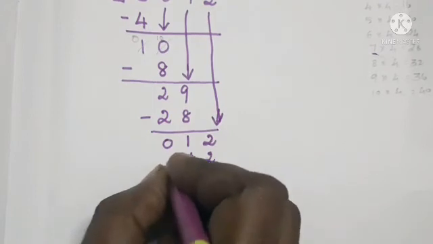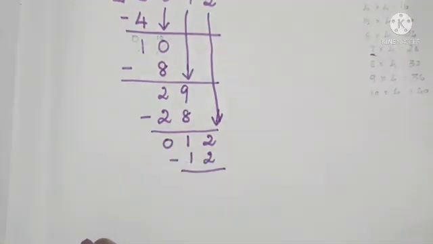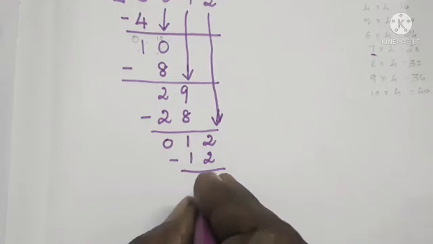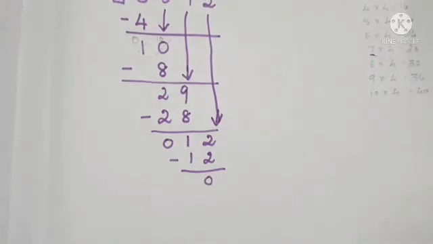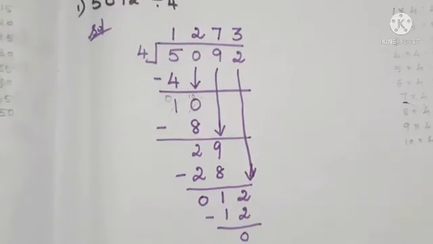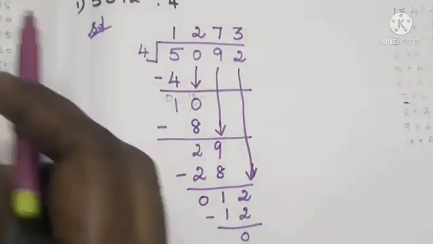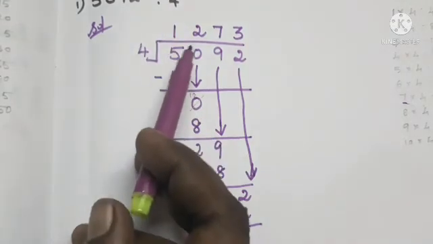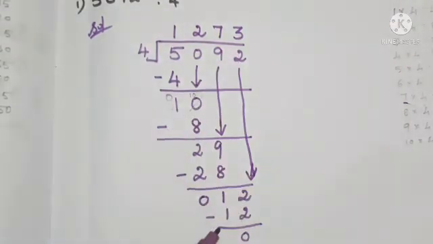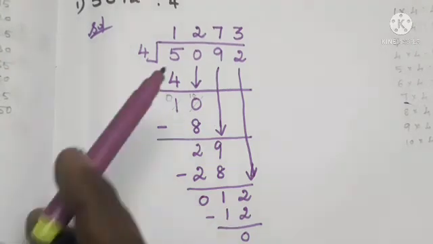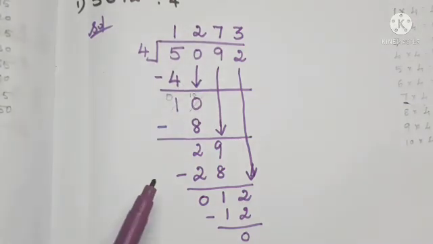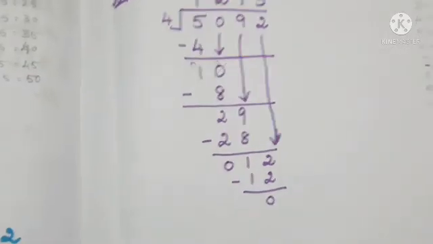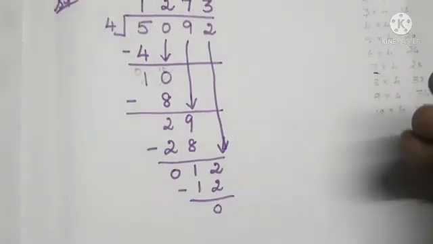Next we have to subtract 12 minus 12. So 12 minus 12 is what? We will get 0 as the answer. We will get 0 as the remainder. That is a leftover number. So when you divide 5092 by 4, you will get the quotient as 1273 and 0 is the remainder value. Understood, ma? Next we can write the quotient value, the remainder value and the divisor value at the side.